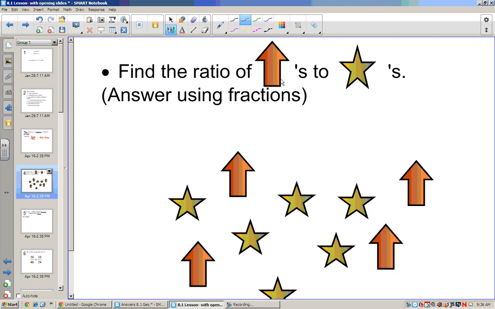So if I want to find the ratio of up arrows to stars, first you count up how many up arrows. Looks like we have 4 of them. Count up how many stars: 1, 2, 3, 4, 5, 6. So we can write the ratio 4 to 6, but it's always good to put it in the most reduced form. So 4 to 6 is also the same ratio as 2 to 3.